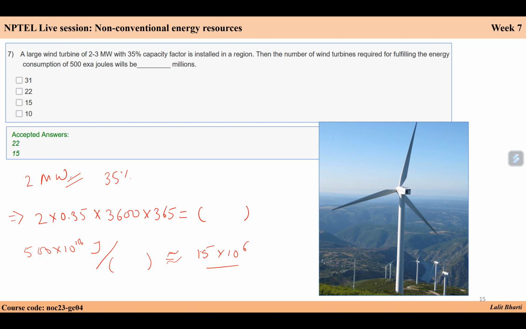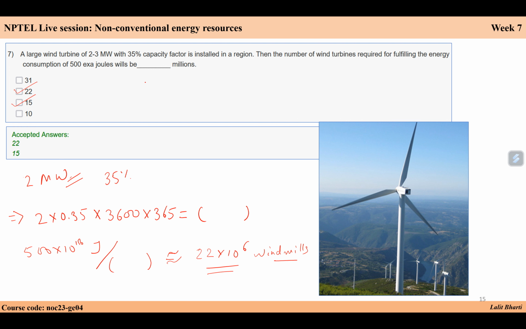Or here it will be 22 million. Similarly, if you calculate by 3 megawatt, it will be 15 million. So you can also refer to your PDF textbooks or your main lectures for this problem. So both 22 and 15 are correct.